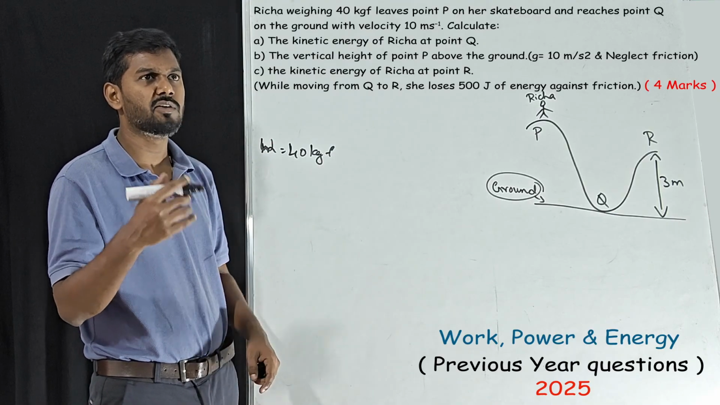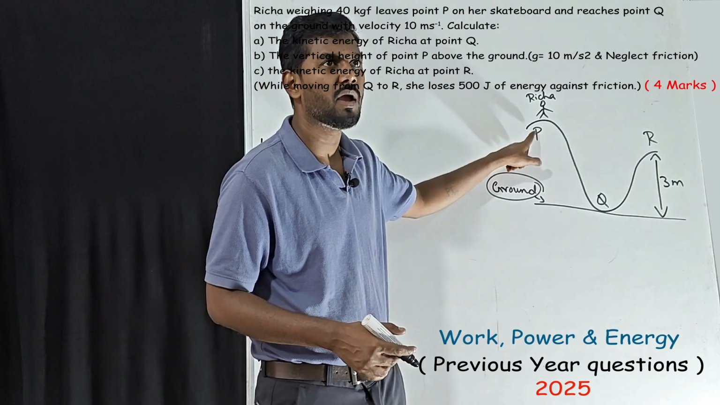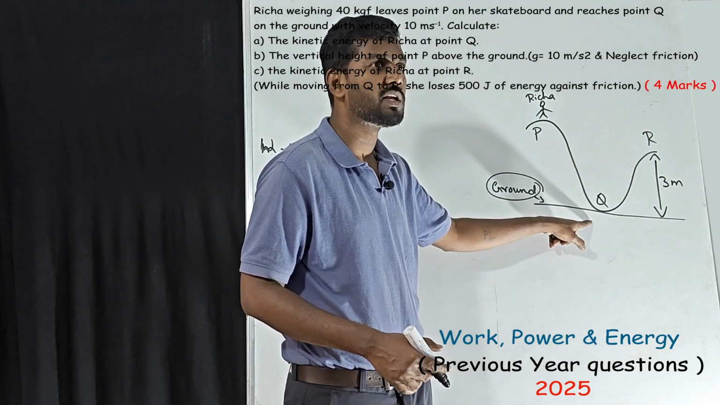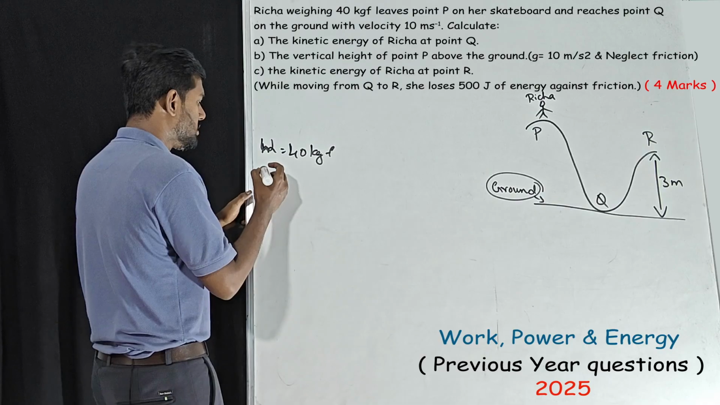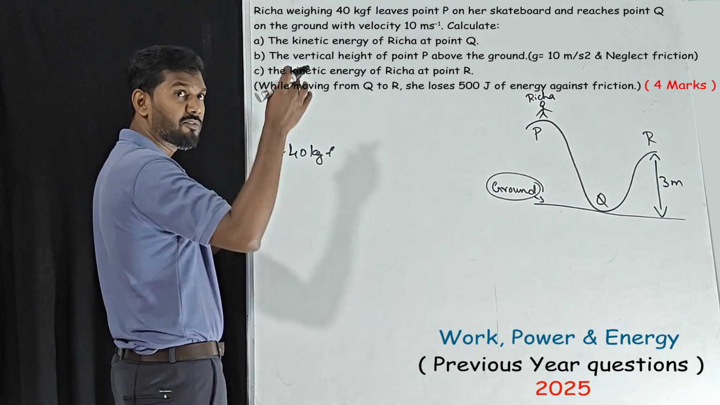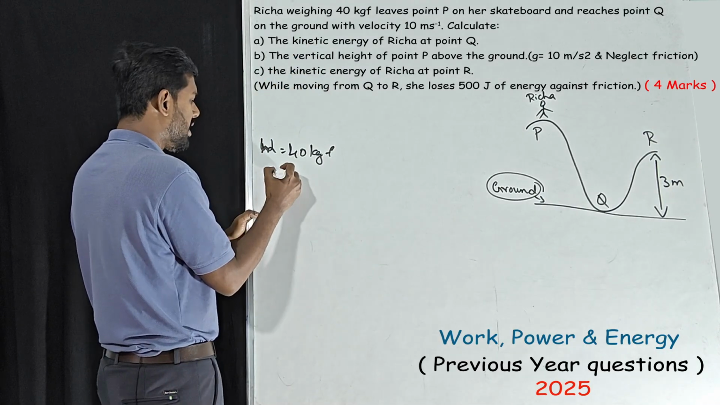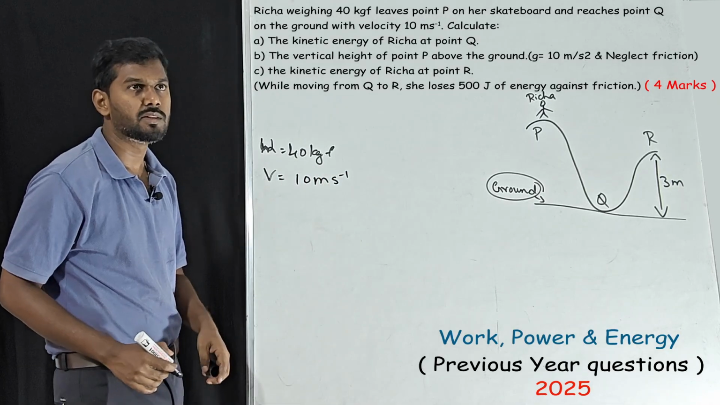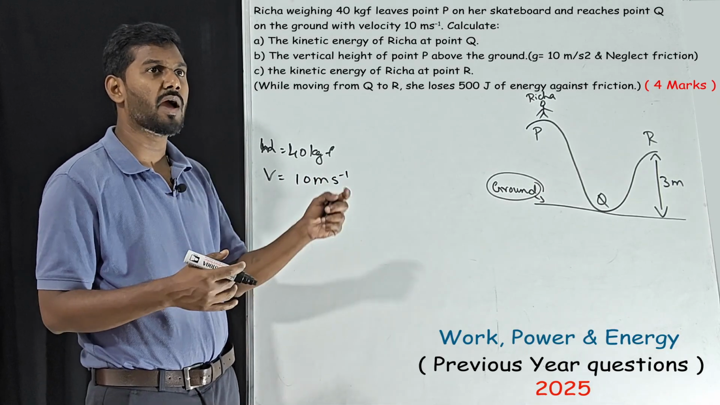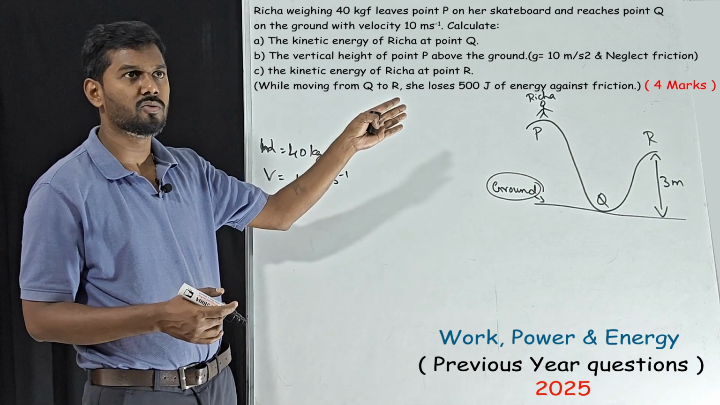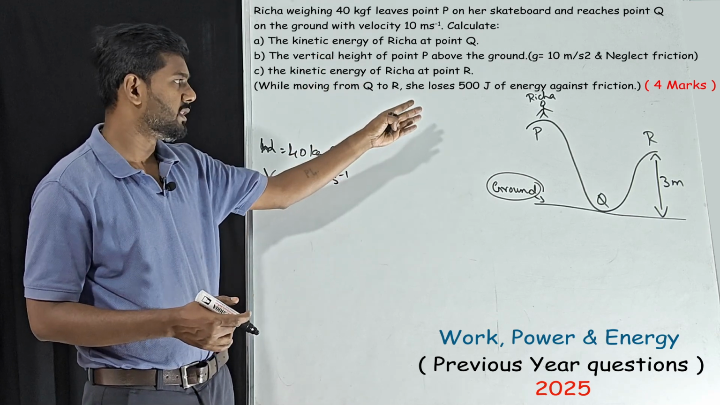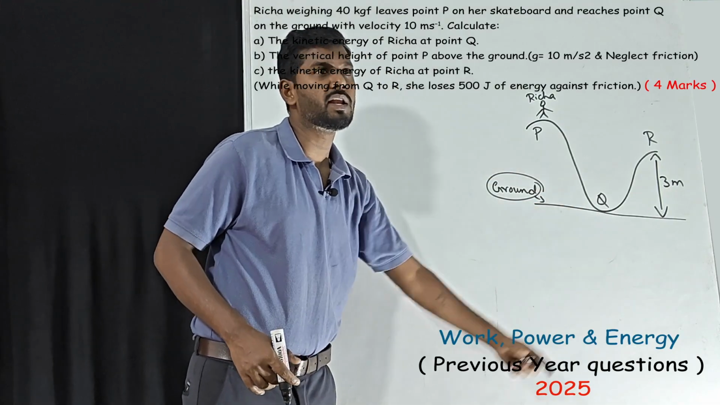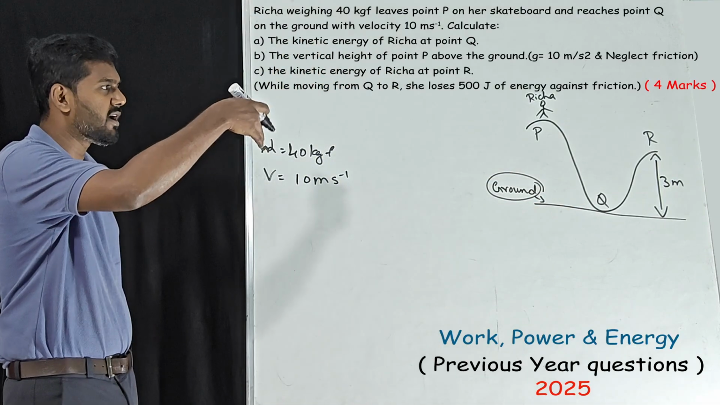Richa weighing 40 kgf leaves point P on her skating board and reaches Q on the ground with a velocity of 10 meter per second. So whenever she is moving from P to Q, the velocity is 10 meter per second. Then calculate the kinetic energy at Q, and the vertical height at P, that is the height we have to calculate here. We have so many sub questions.